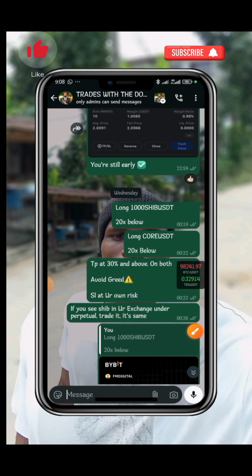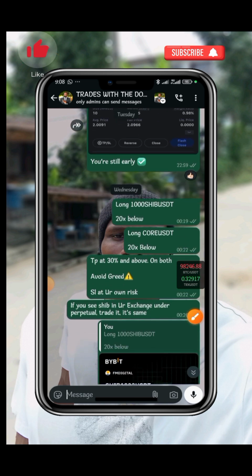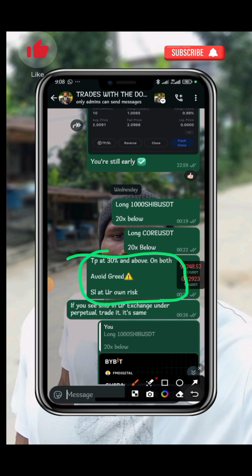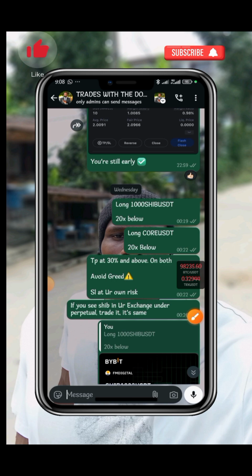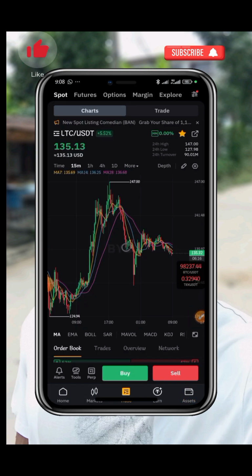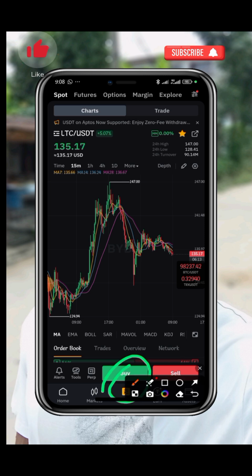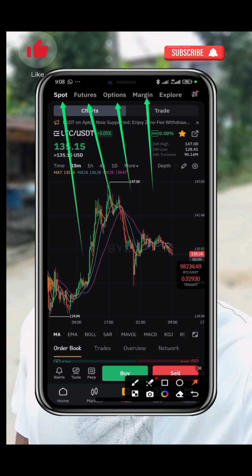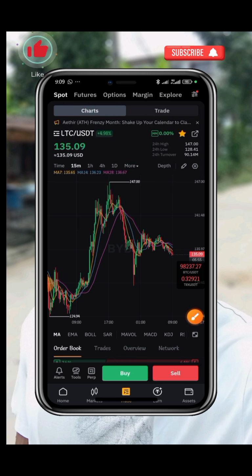Now they also say here, TP at 30%. Can you see, guys? Just focus on what I'm doing. TP at 30%, avoid greed, SL at your own risk, and so on. So remember, it is long 1000 SHIB. So we now go to trade. Look at this portion I went to. Now under trade, if you look up, there are so many options. You see spots, futures, options, margin, explore. Just like I said, unified trading covers all of them. There should be more than that, but for now we'll just focus on this.